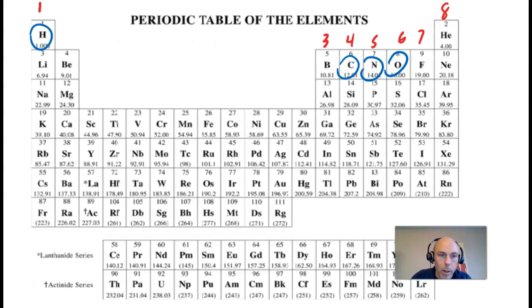All right, here we are back at our periodic table. Nitrogen in column 5 has 5 valence electrons, and hydrogen in column 1 has just 1. So nitrogen and hydrogen have 5 and 1 valence electrons respectively. Carbon has 4, oxygen has 6. So let's remember those numbers as we go back to the example.